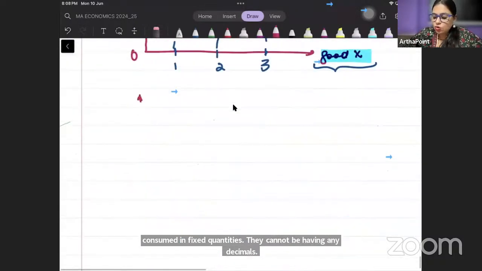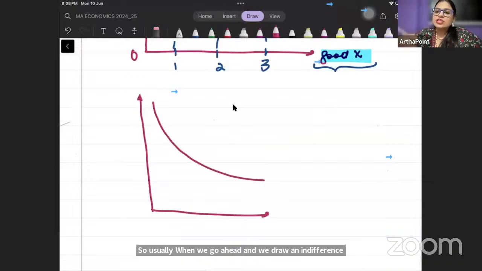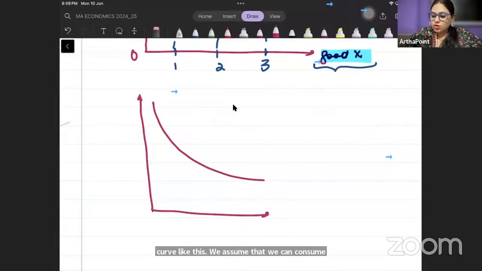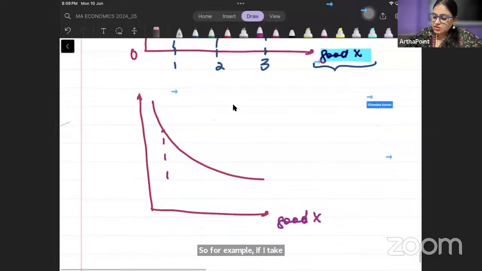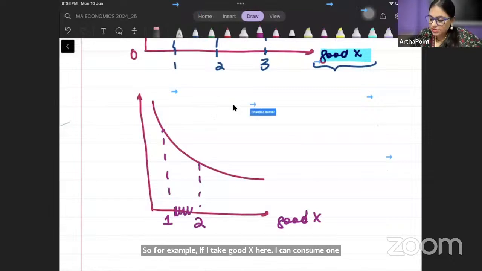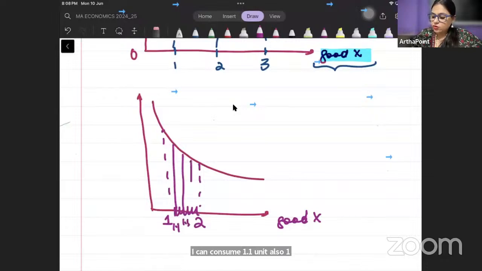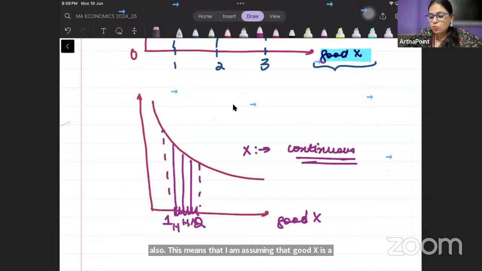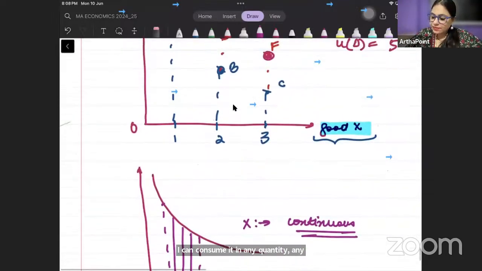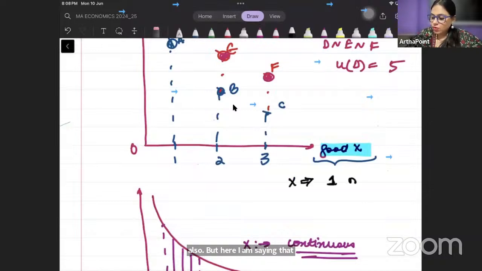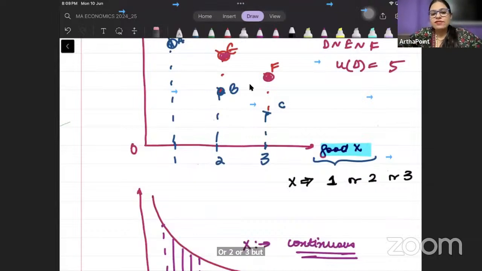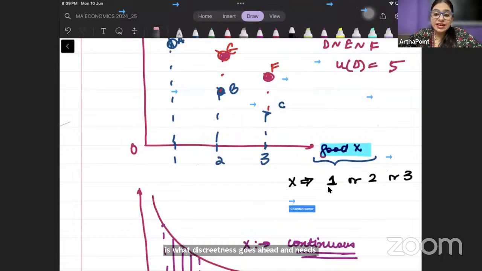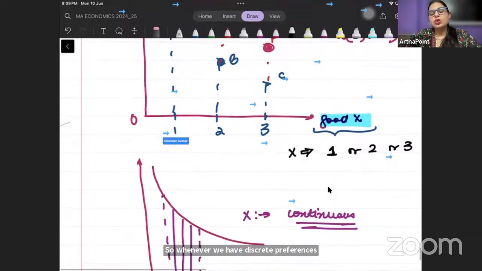So usually when we draw an indifference curve like this, we assume that we can consume a good in any amount. For example, if I take good X here, I can consume 1 unit of X, 2 units of X, or anything in between also. I can consume 1.1 units also, 1.5 units also, 1.8 units also. This means that I am assuming that good X is a continuous good. I can consume it in any quantity, any decimal quantity also. But here I am saying that either X will be 1 unit or 2 or 3, but nothing in between. I cannot have anything in between. Only in positive integer numbers, correct. That is what discreteness means. So whenever we have discrete preferences, that is where continuity will not be followed.